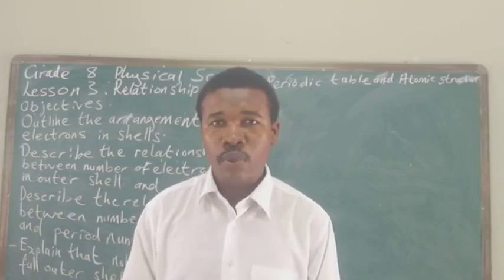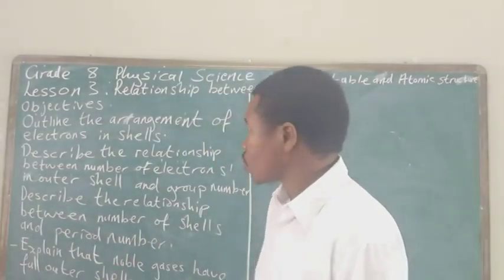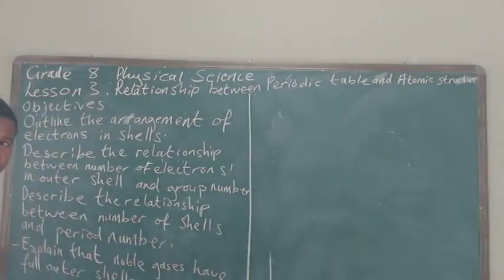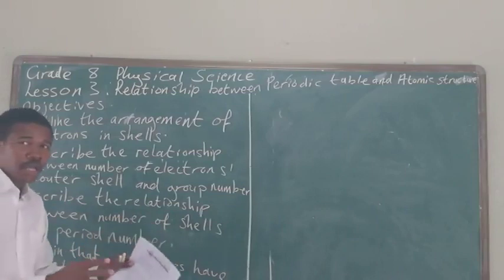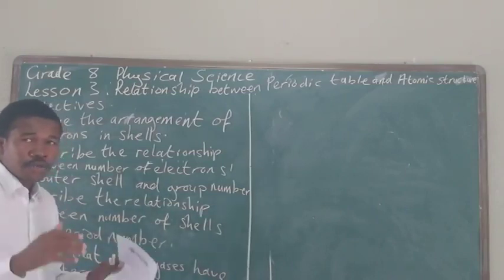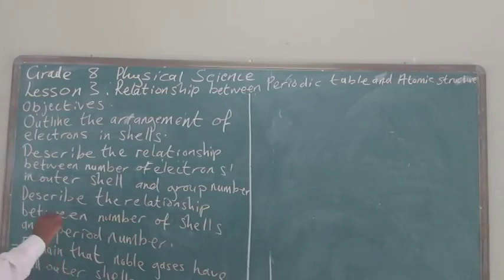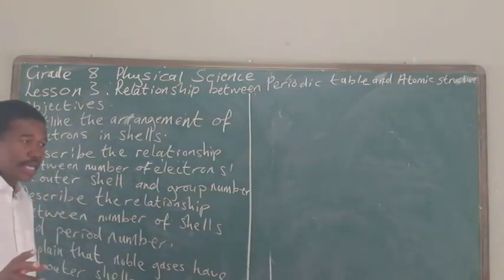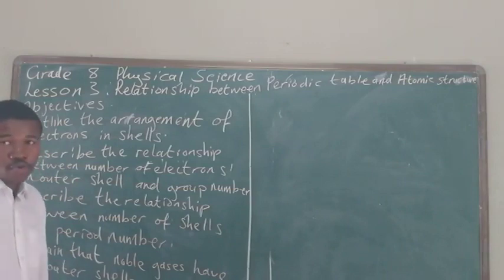So what are our objectives for today, grade 8? By the end of this lesson, we should be able to outline the arrangement of electrons in shells. To say, in the first shell, how many electrons do we have? In the second shell, third shell, and so on. We should also be able to describe the relationship between the number of electrons in the outermost shell and the group number.